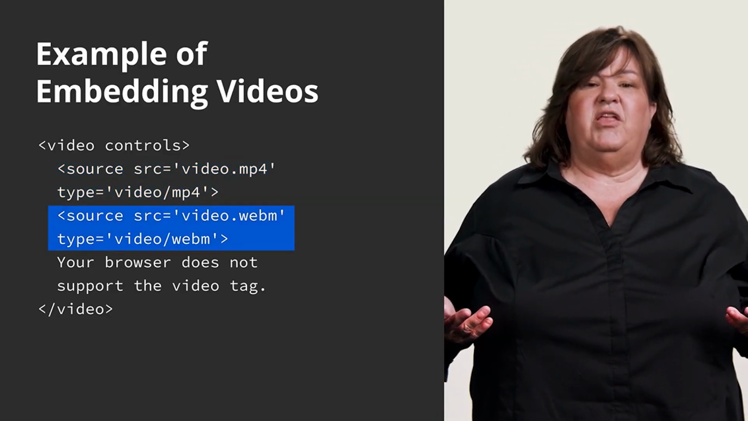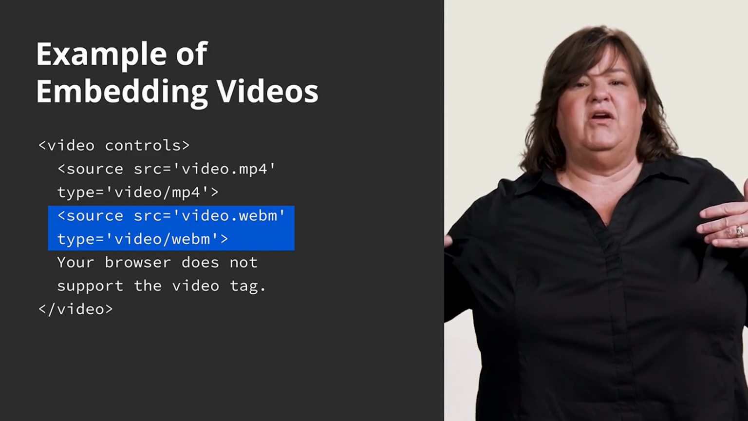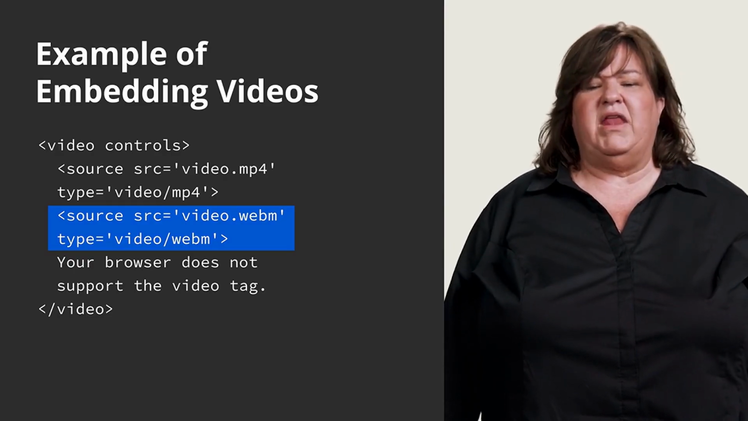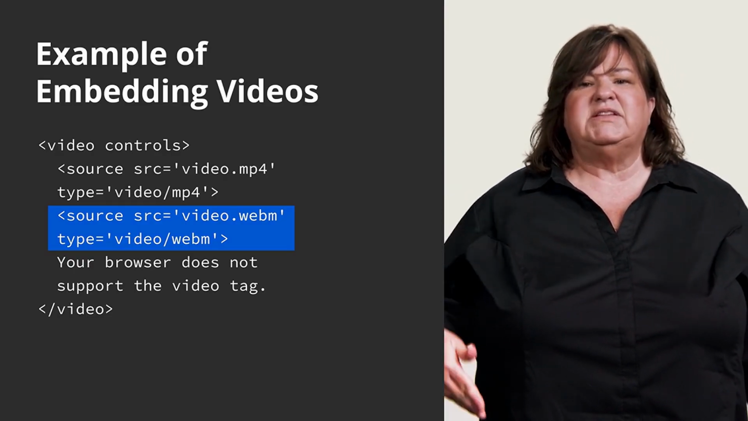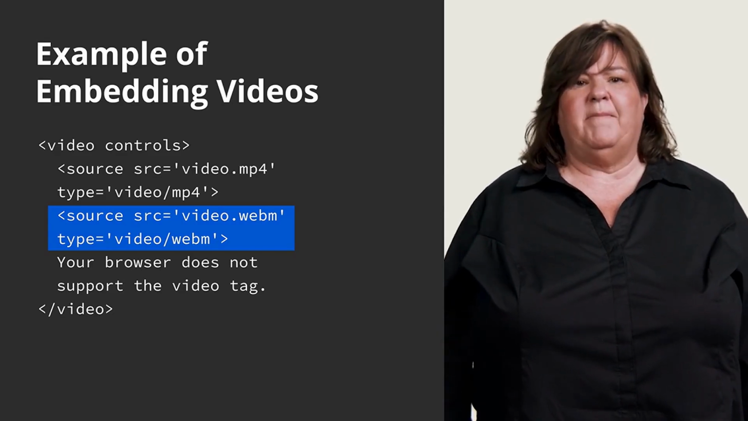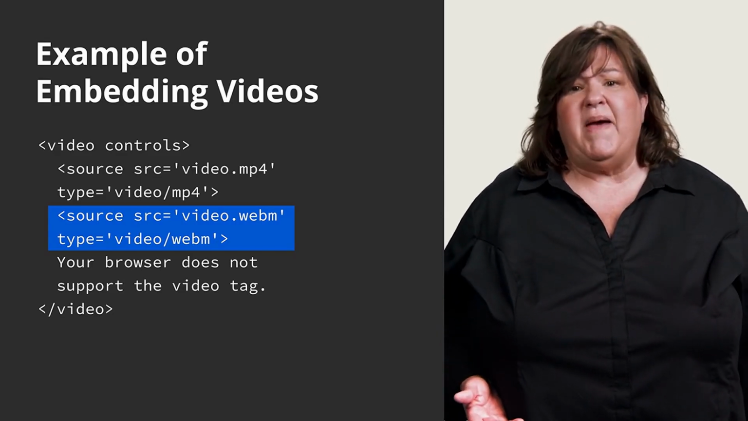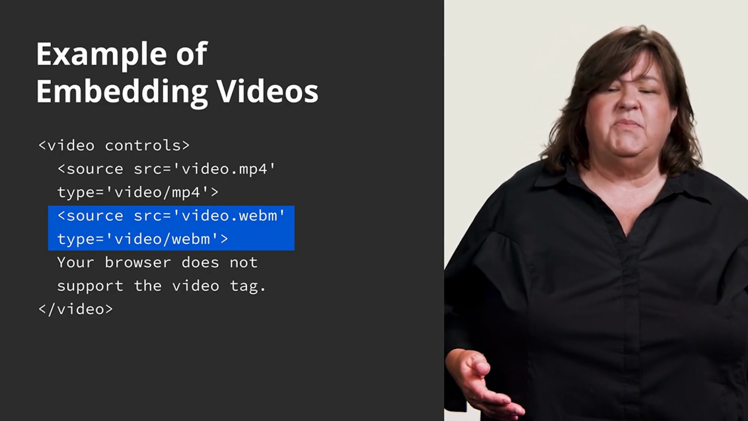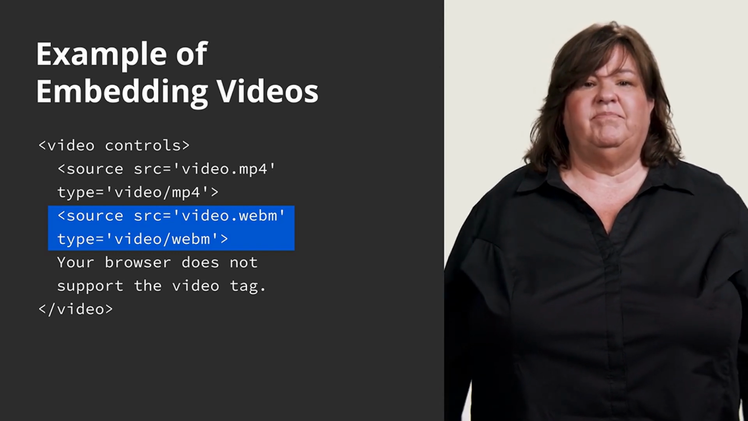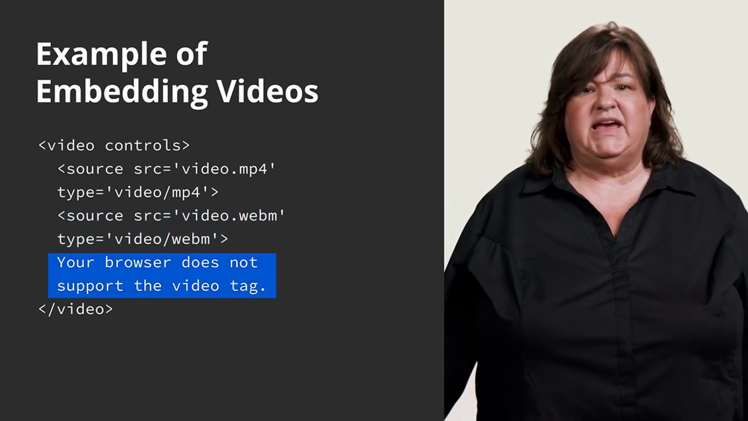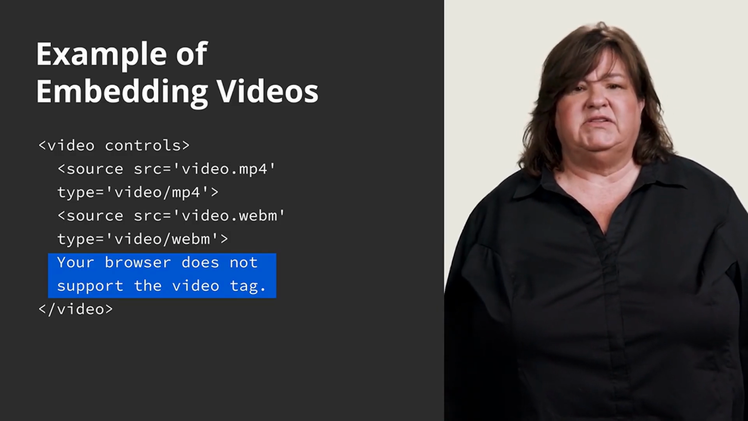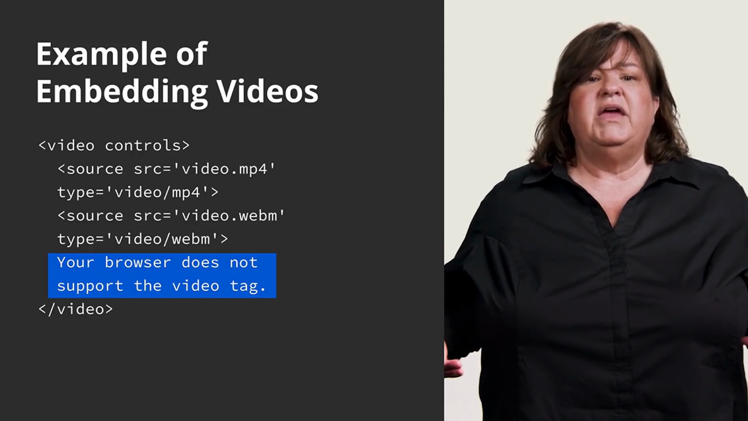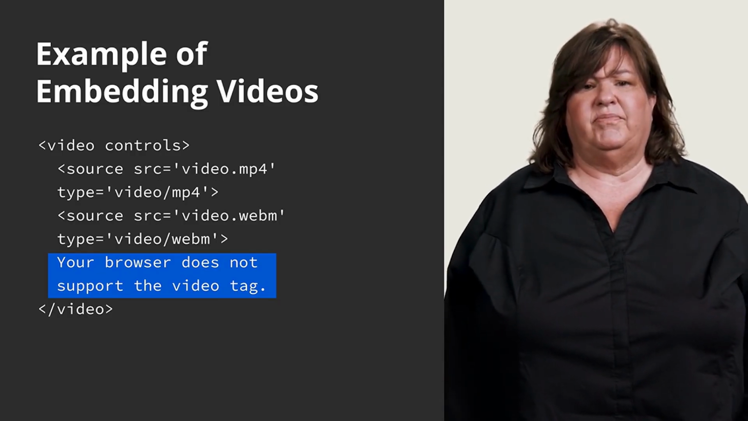Next, we add another source element with src equals video.webm, pointing to the WebM format of the video, and type video/webm to define the format. By including multiple formats, we ensure compatibility across different browsers. If one format isn't supported, the browser will try the next one. Finally, we add the fallback text: Your browser does not support the video tag. This message will appear if the browser doesn't support the video element at all, ensuring a graceful fallback for users.